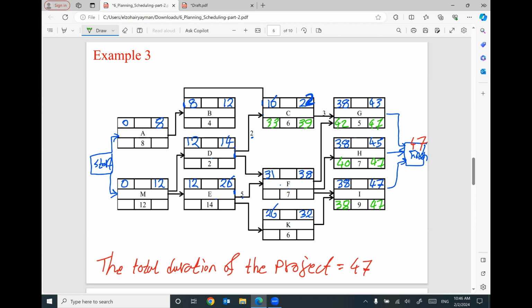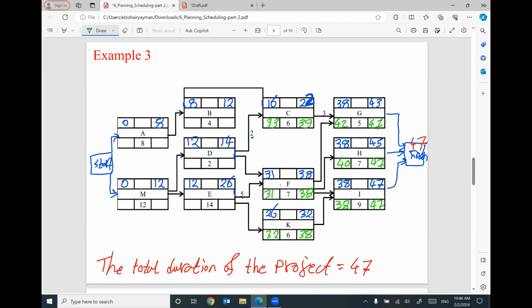For activity F, I have 3 arrows coming back. One will bring 38, one will bring 40, one will bring 42. Which one am I going to use? I'm going to use the smallest number, 38. That makes sense? 38 minus 7 will be 31. For activity K, we have only one arrow coming back with 38. Minus 6 will be 32.